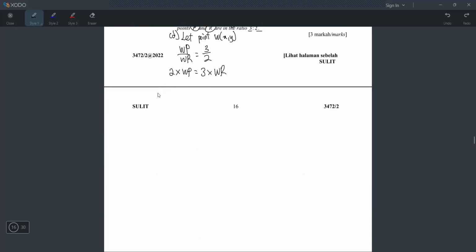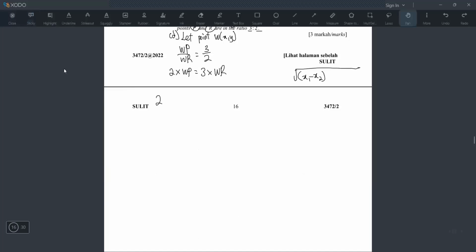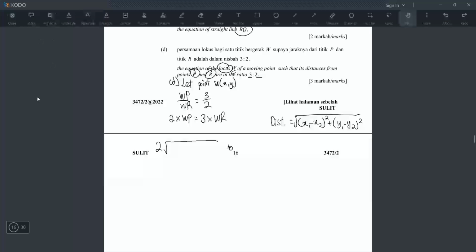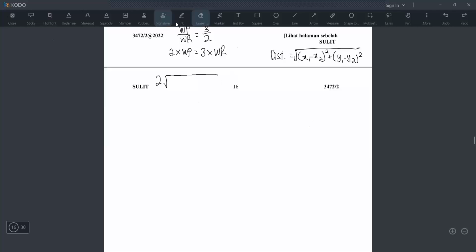Okay, so now what you do is you have to use the distance formula. For locus, always have to use the distance formula. So what you do now is 2. Okay, what is the distance formula? Square root of x1 minus x2, or x2 minus x1 also can. Okay, squared, plus y1 minus y2 squared. This is the distance formula. Okay, distance. So we will use this formula. So 2 later I have to times with the square root. Okay, and then I will use this formula. And then plus with, not plus, equals. Okay, sorry. Okay, wait. Okay, equals 3 times square root.